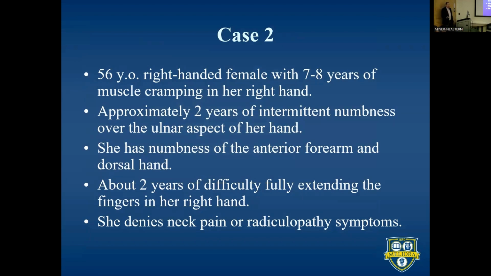We're not talking about median neuropathy and carpal tunnel. We're not talking about ulnar neuropathy. There's too much going on for that. So we're climbing up proximal. Well, it could be the spinal cord. It could be the brachial plexus.